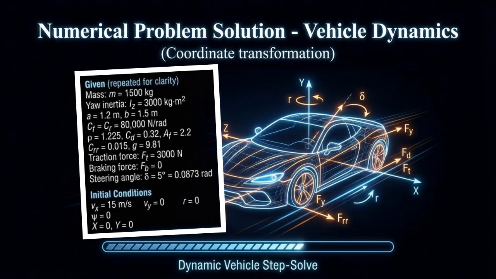Rolling resistance is modeled using a coefficient of 0.015. The vehicle applies a constant traction force of 3,000 newtons, with no braking force. The front wheels are steered at 5 degrees. The simulation advances in time steps of 0.1 second, that is, delta t equals 0.1 second. Together, these parameters fully define the vehicle, the environment, and the operating condition for the dynamic step-by-step vehicle solution.